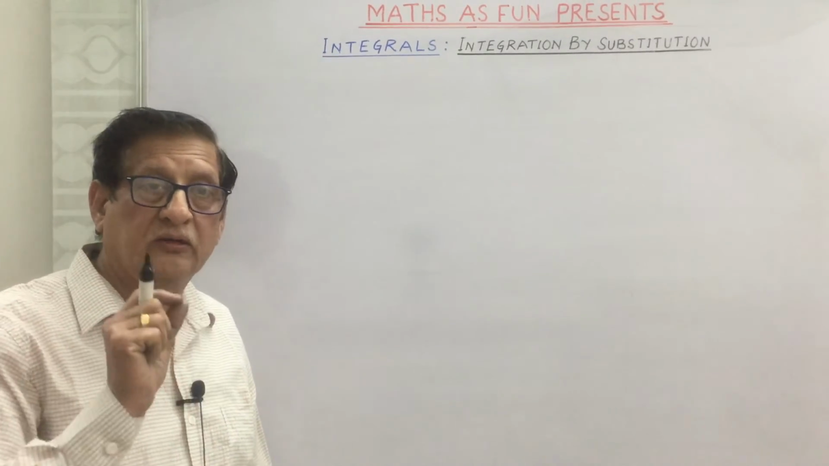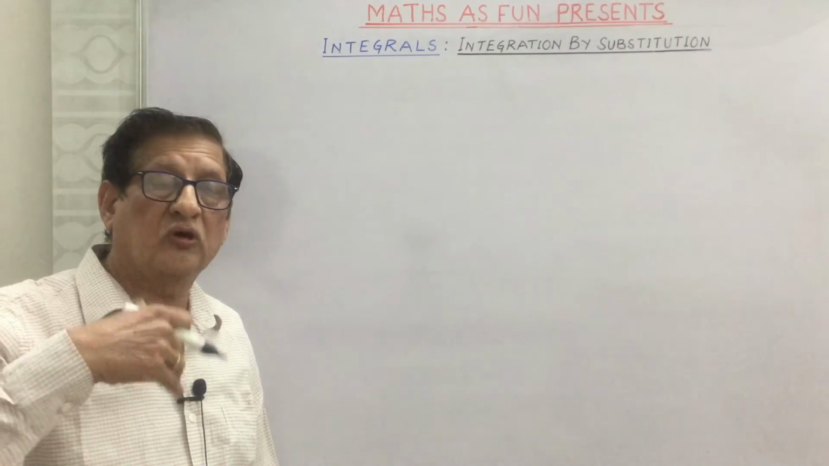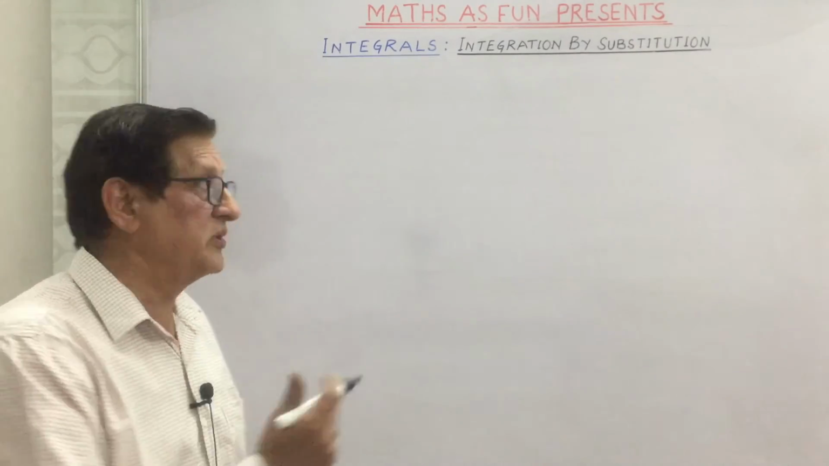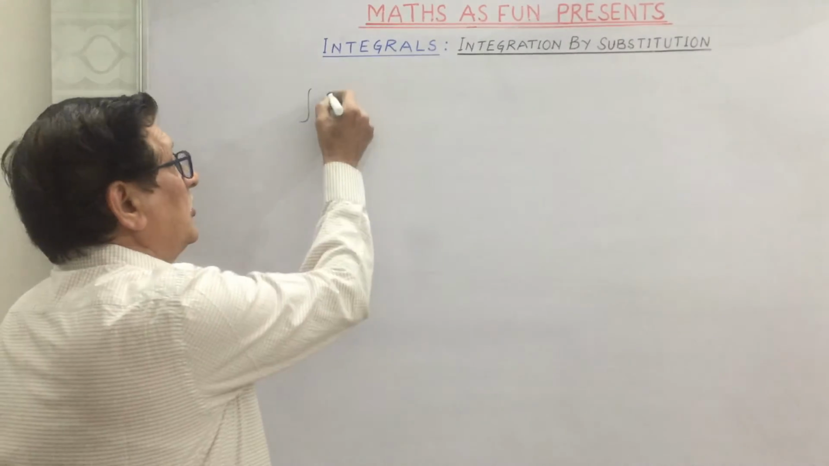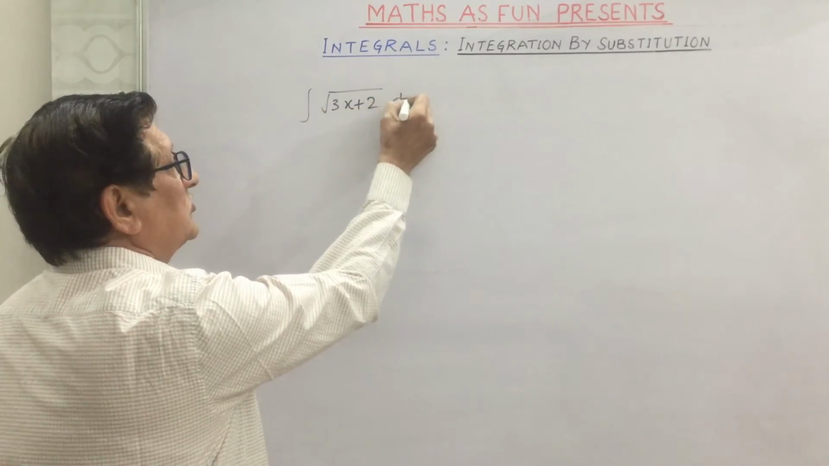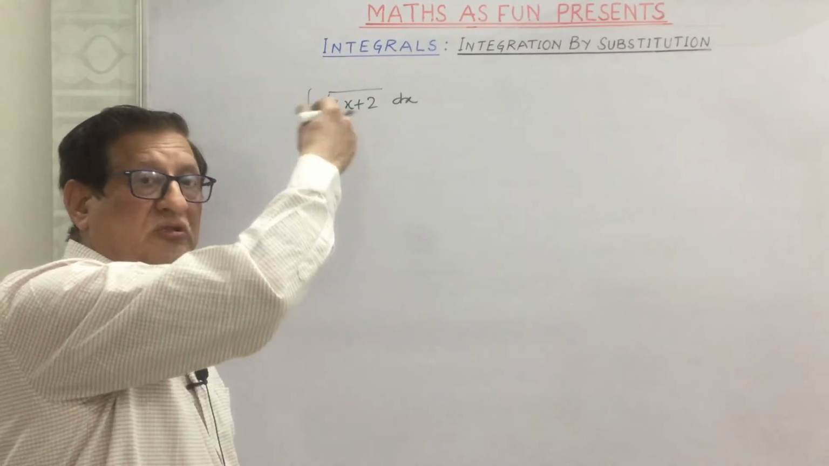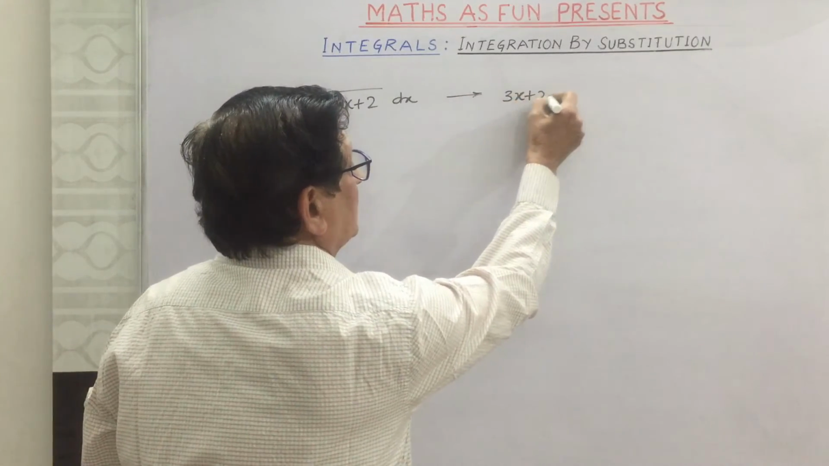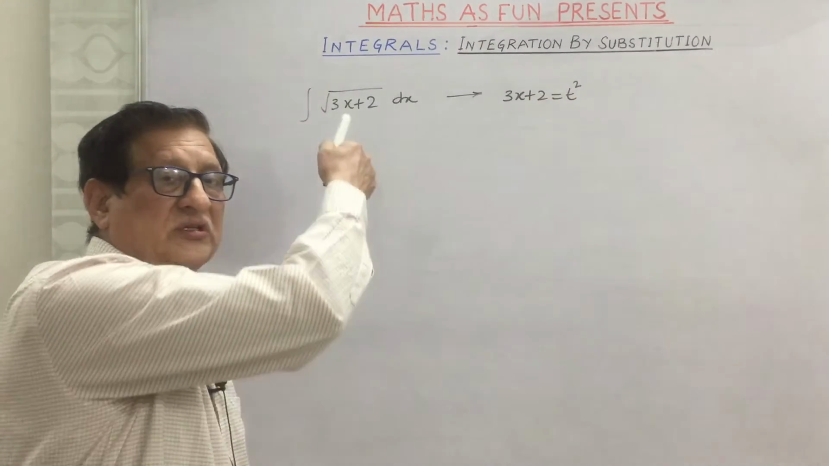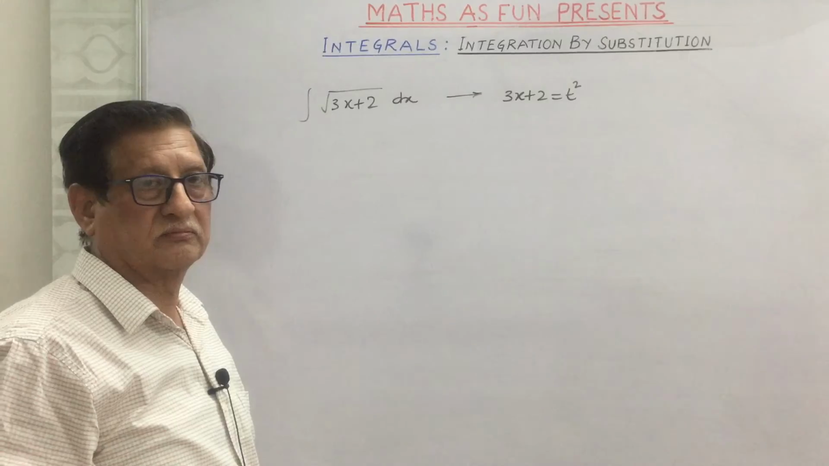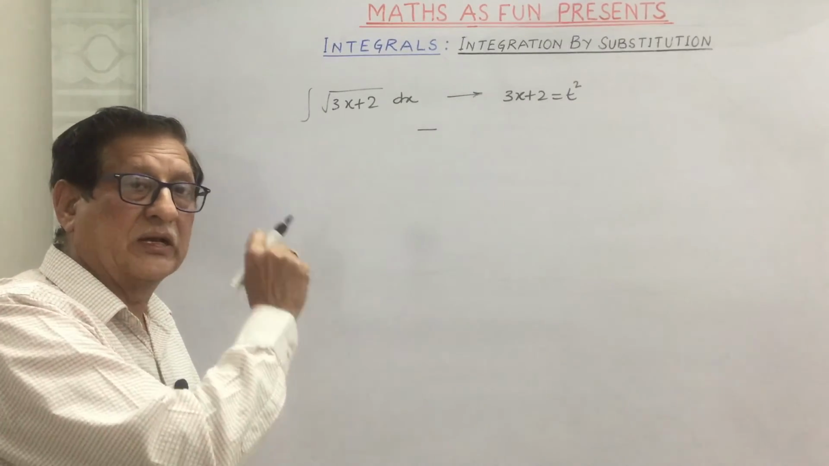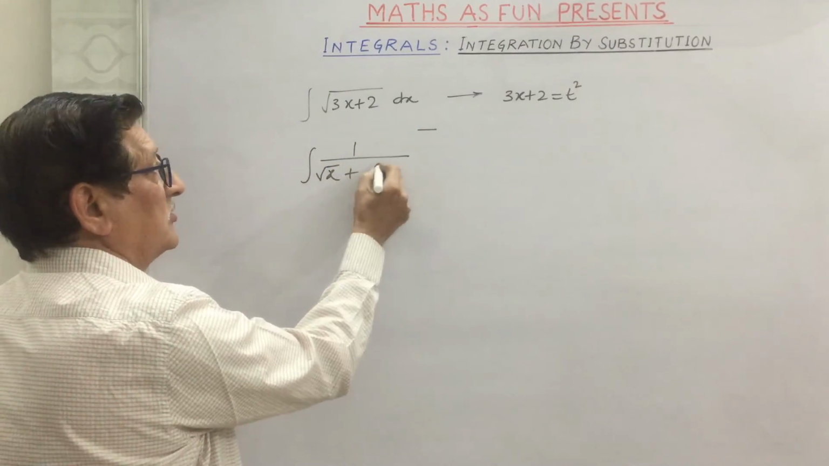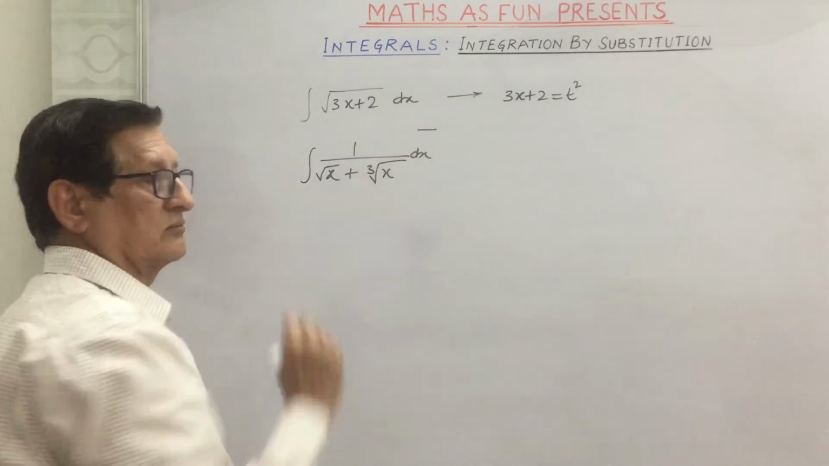One more thing I would like to discuss with you here, in case you have been given any problem with the radical powers. It means, suppose you have been given a question as root of 3x plus 2 dx. And suppose you want to use the substitution, then better is you can substitute here 3x plus 2 equal to t square to avoid the root or the radical power. I will take a particular problem here with the radical powers of x. Suppose the question is 1 upon root x plus cube root of x.